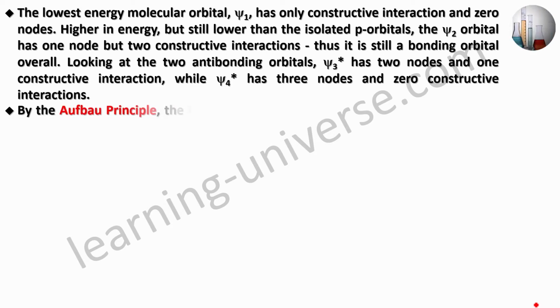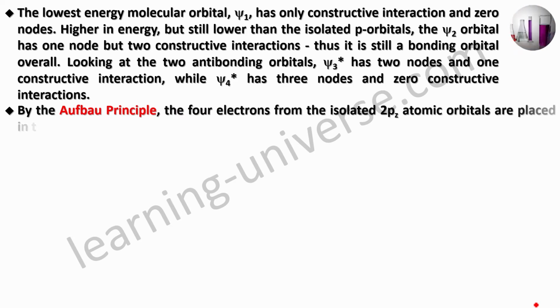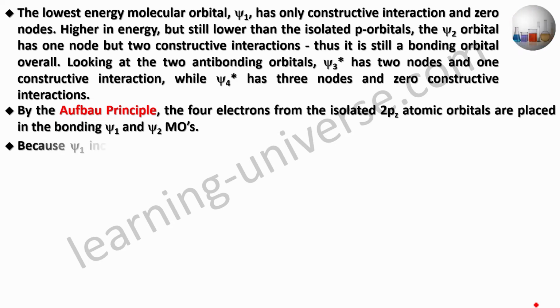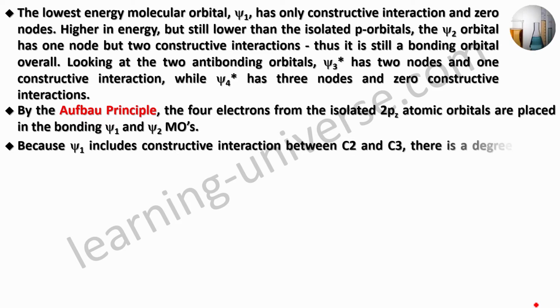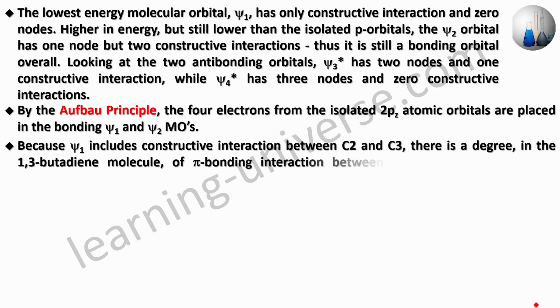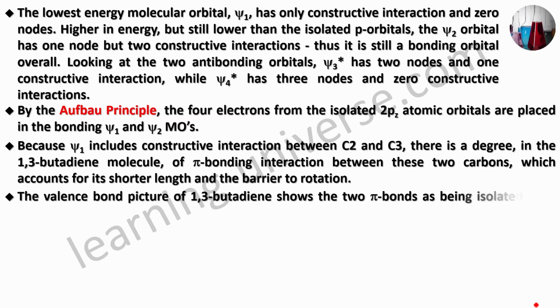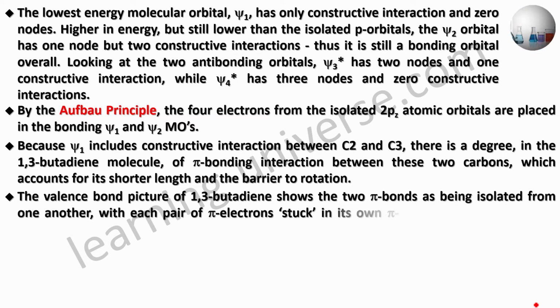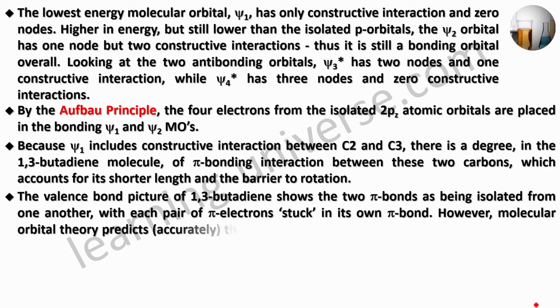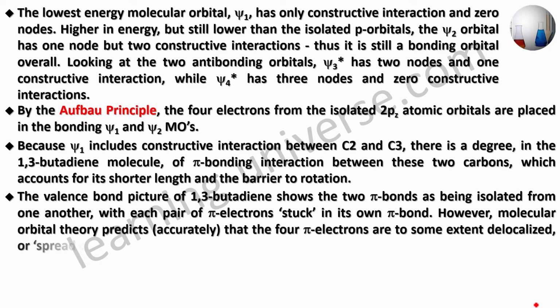And by the Aufbau principle, the 4 electrons from the isolated 2pz atomic orbitals are placed in the bonding psi1 and psi2 only. And because psi1 includes constructive interaction between C2 and C3, there is a degree of pi bonding interaction between these 2 carbons in the 1,3-butadiene molecule, which accounts for its shorter length and the barrier to rotation. The valence bond picture of 1,3-butadiene, however, shows the 2 pi bonds as being isolated from one another, with each pair of pi electrons stuck in its own pi bond. However, the molecular orbital theory predicts, accurately, that the 4 pi electrons are to some extent delocalized or spread out over the whole system.